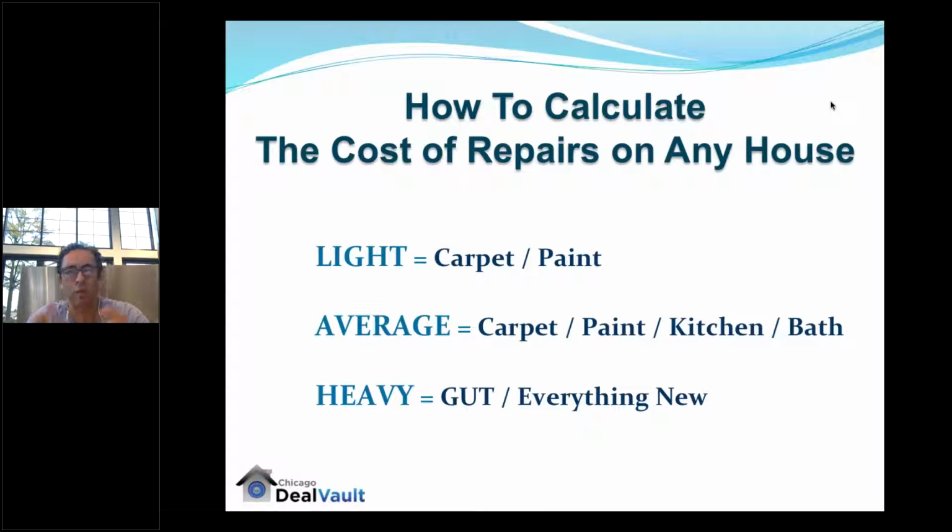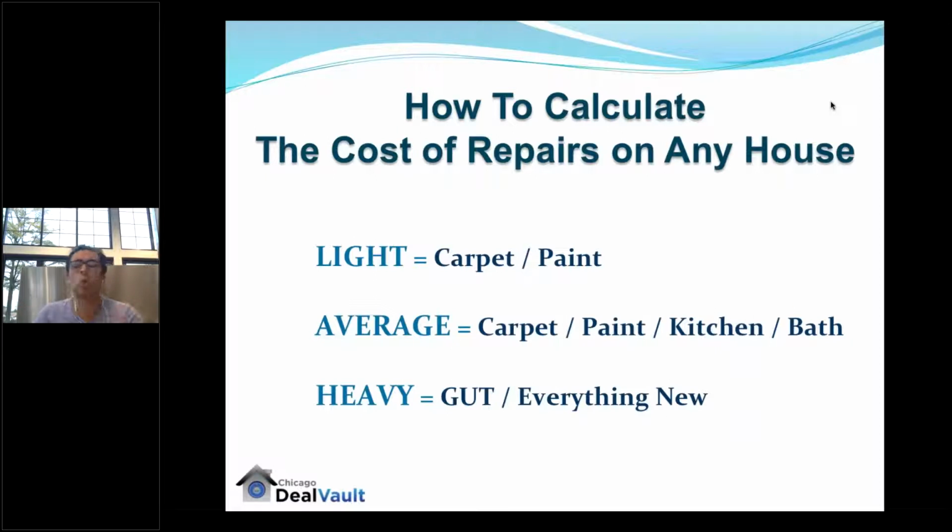You're not in the business of construction. So the more work you do doesn't mean the more money you're going to make. It's the opposite. The more rehabs you open, guess what? The likelihood of you losing money goes through the roof, okay? So keep that in mind. You've got to focus on light and average.